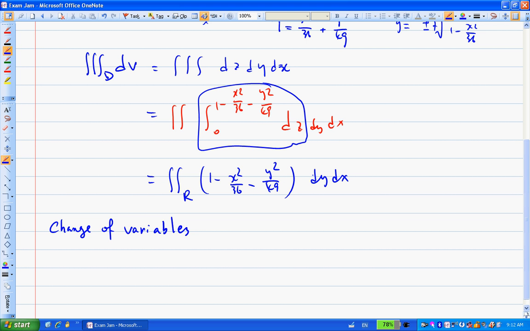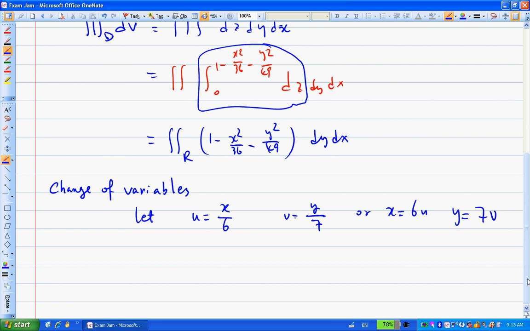But I'm not going to use the polar coordinates r and theta. I'm going to use another set of variables. What we do is let u equal x over 6 and v equal y over 7, or x equal to 6u, y equal to 7v. We do this change of variable. So let's see, if I do this change of variable, what happens?